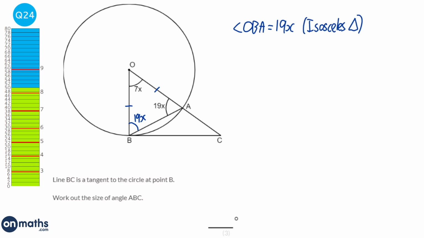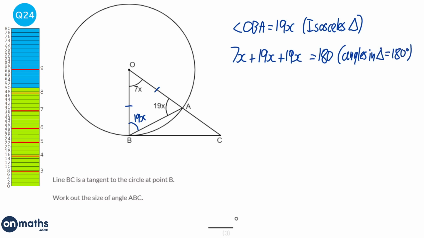Okay, so we know these two are equal. We also can work out x because, as I said before, we have a triangle here, and all angles in a triangle add up to 180. So we've got 7x plus 19x plus 19x equals 180 degrees, and this is angles in a triangle. Try and write out these reasons in full. Okay, so that's going to be 45x equals 180, and let's get our solving lines in. We're just going to divide both sides by 45.